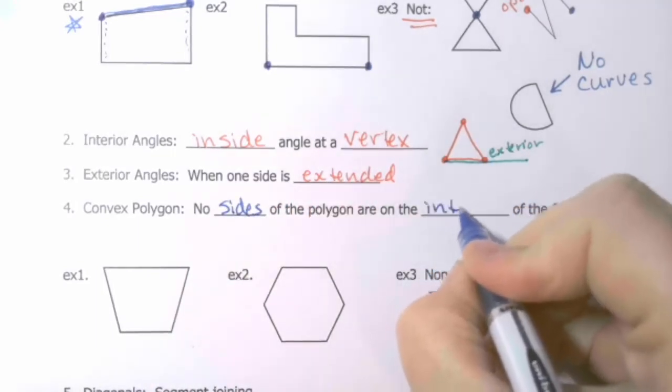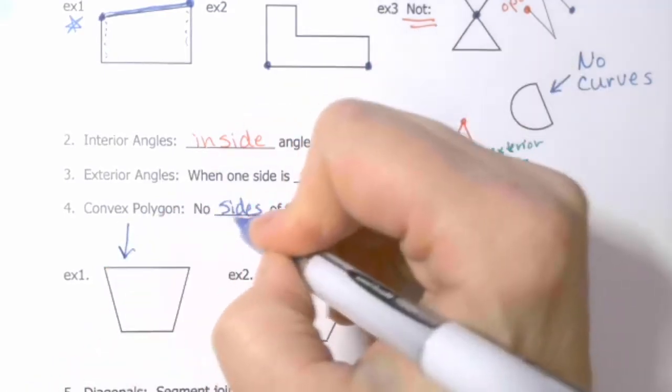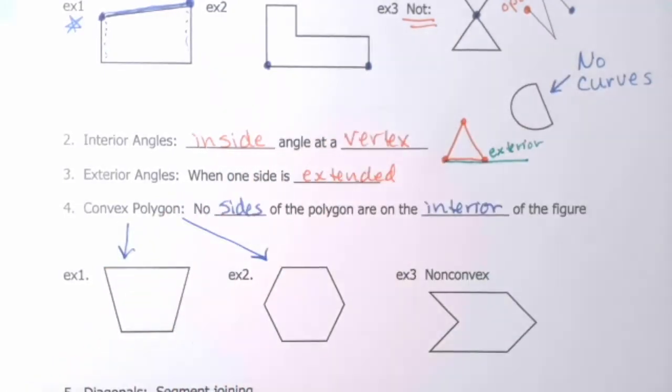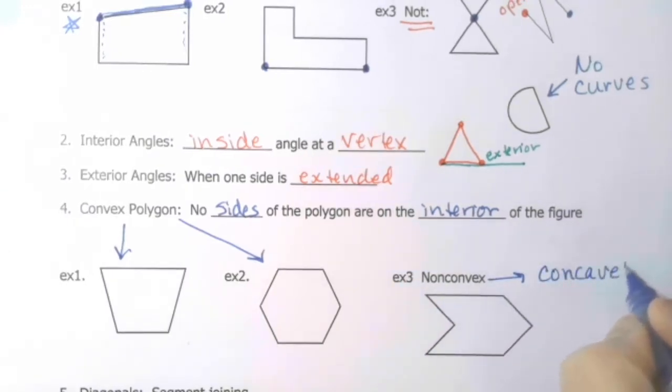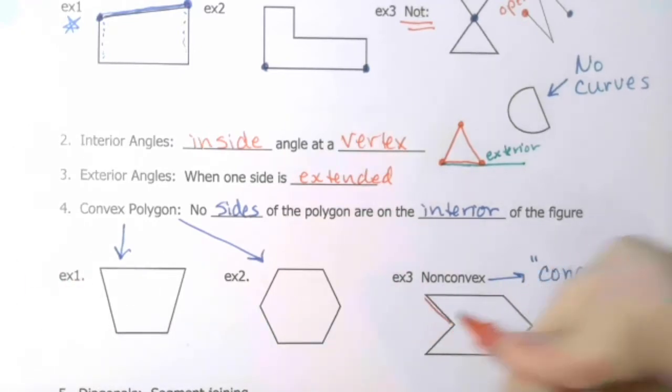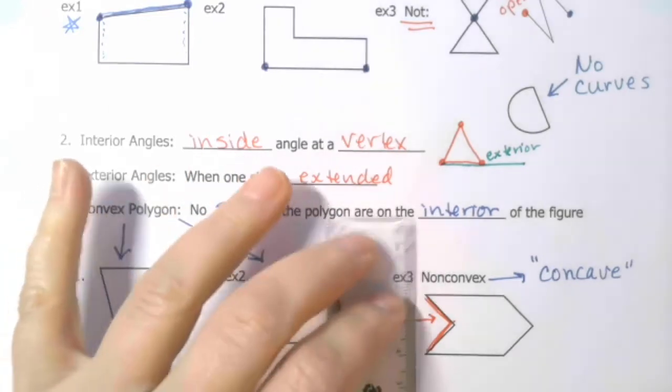Okay, vocabulary term number 4, a convex polygon means that no sides of the polygon are on the interior of the figure. So examples 1 and 2 are both convex. No sides are on the interior. It's kind of easier to determine non-convex or concave than it is convex. Concave, if you want to think of it as a little cave, it means that one of the vertices has caved inside the figure.